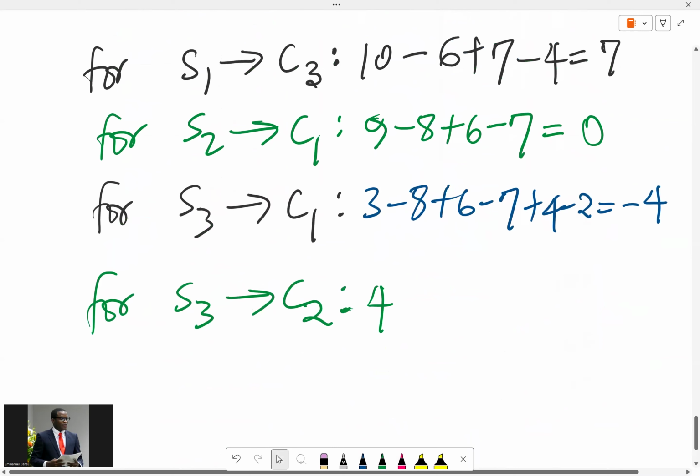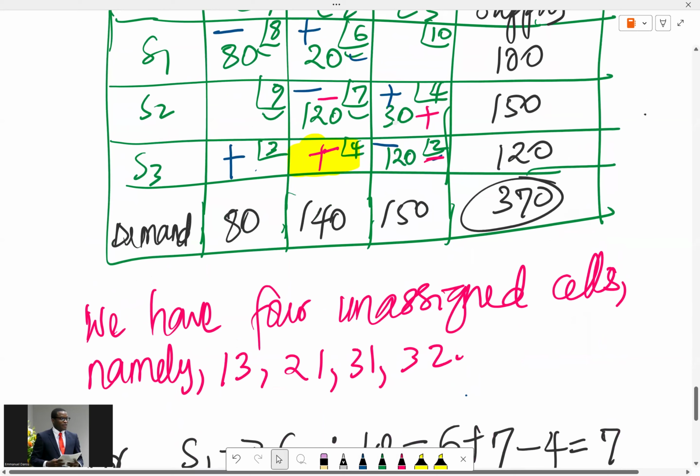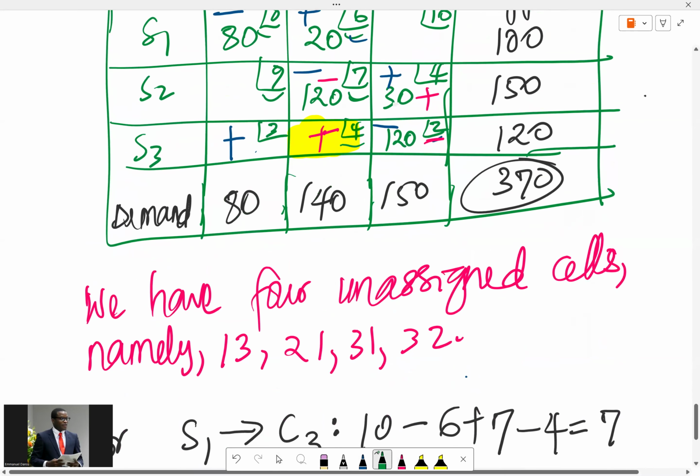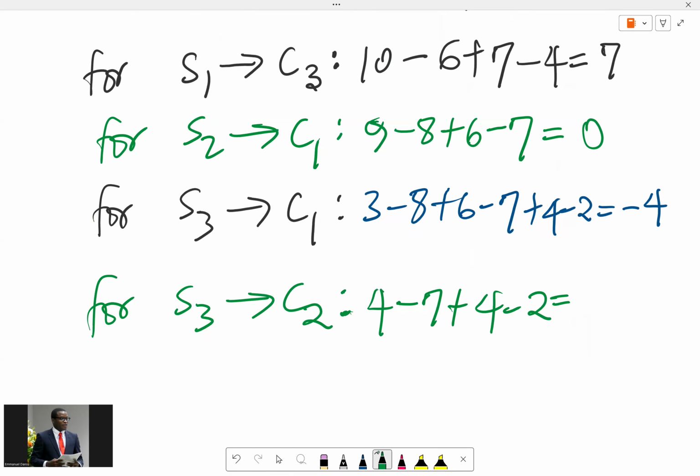So we can just do that, and that will be 4 minus 4 minus 7 plus 4 minus 2. And that will be equal to 4 minus 7 is minus 3. Minus 3 plus 4 is 1. 1 minus 2 is minus 1. So as far as we have, you can see we have negative values here. So we have this minus 4 and this minus 1. So it means that we can still improve the allocations.